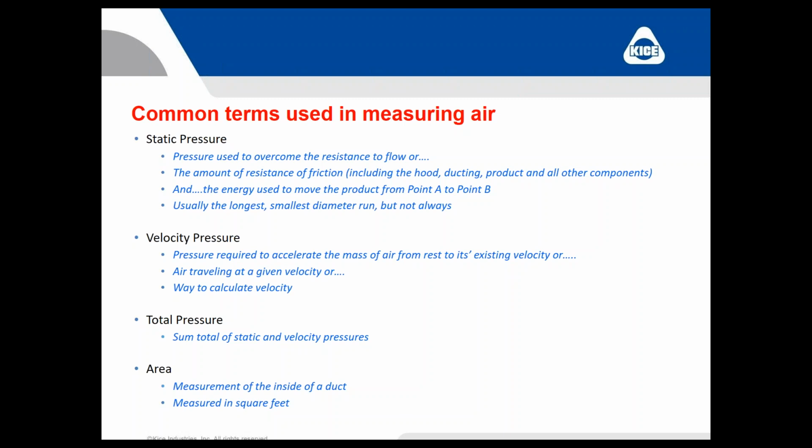Velocity pressure. It's the pressure required to accelerate all that air from basically static, sitting there, to 4,000 feet per minute. It's air traveling at a given velocity. Basically, it's just a way to calculate velocity by getting the velocity pressure. The total pressure is the sum total of the static and the velocity pressure. So again, static pressure in that earlier example was 14 inches. If we wanted to do it at 4,000 feet per minute, that's basically 1 inch of water column.